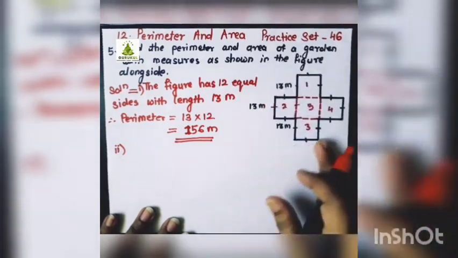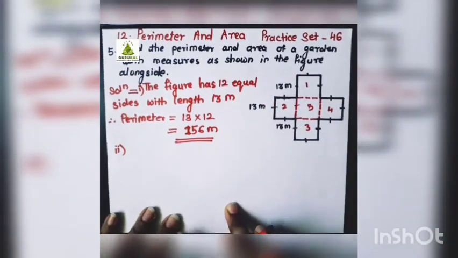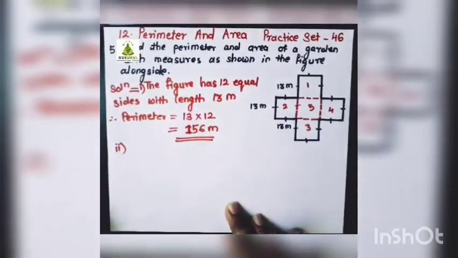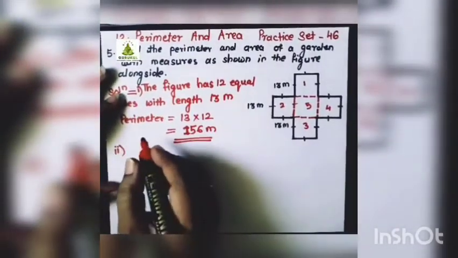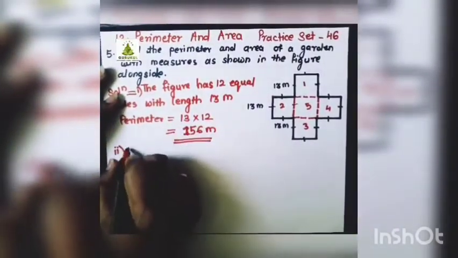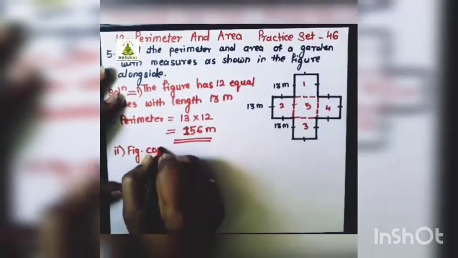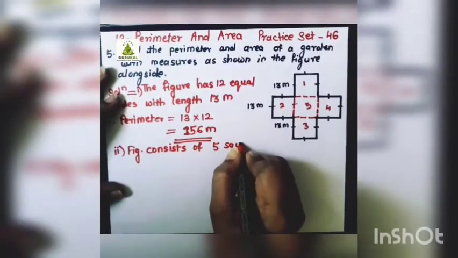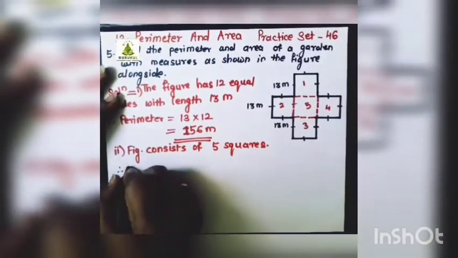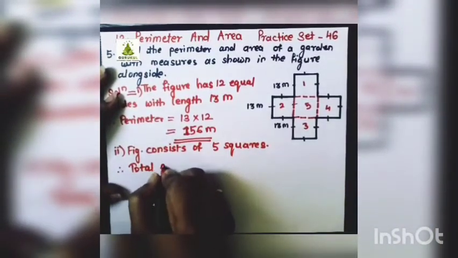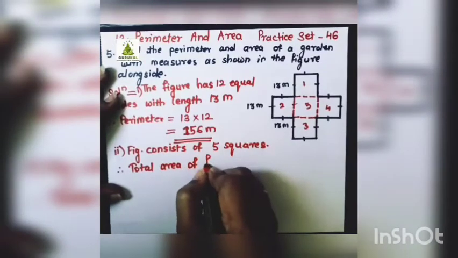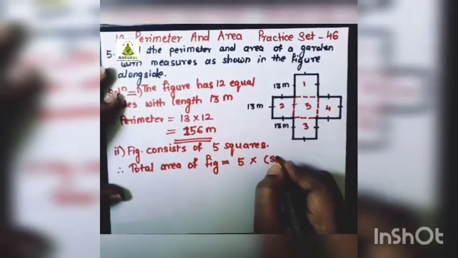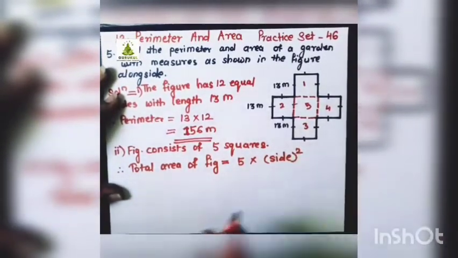So in total we got 5 squares. Now we will find the area of one square and multiply it by 5. We will write down here, the figure consists of 5 squares. Therefore the total area of the figure is equal to 5 multiplied by side square. Side square is the formula for the area of a square.